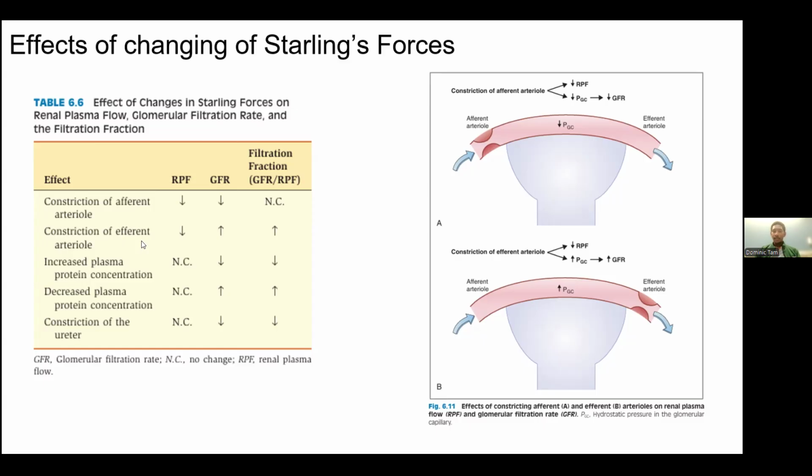All right. Just a little bit on the others. When you have changes in the oncotic pressure in the glomerular capillaries, so when you have an increased plasma protein concentration, you won't really have any change in the renal plasma flow, but you will have a decrease in the glomerular filtration rate. And the opposite, when you have a decrease in plasma protein concentration, you're going to have an increase in the glomerular filtration rate. And then lastly, we'll talk about obstruction of the ureter, but we're going to talk about obstruction a little bit lower down. I will explain that one a little bit more.